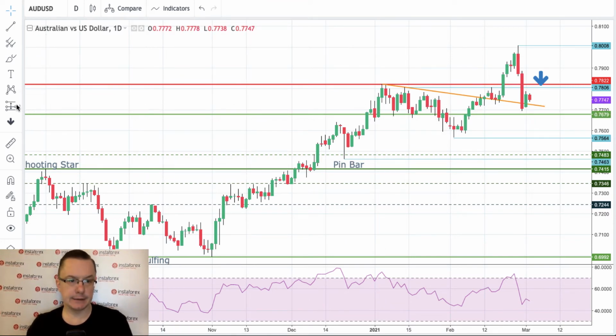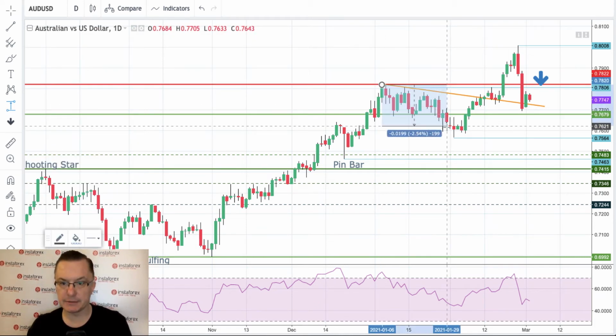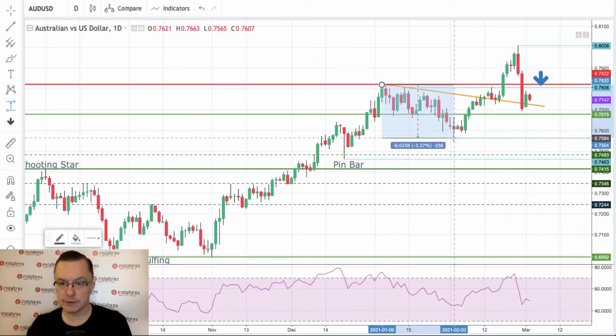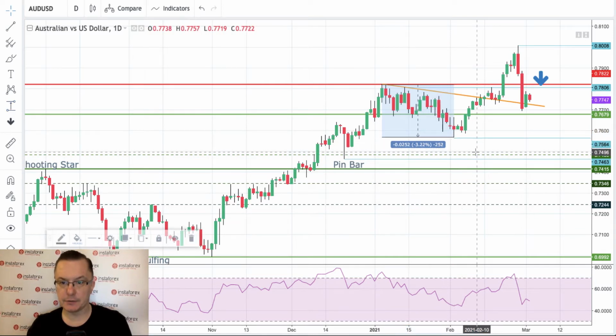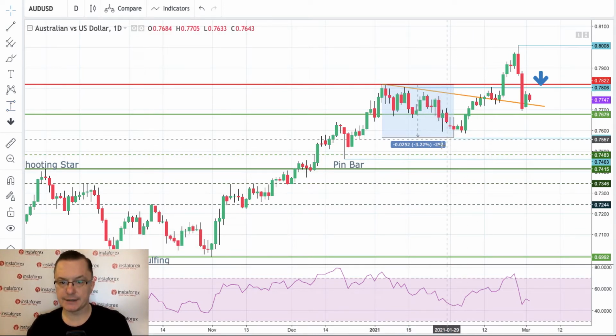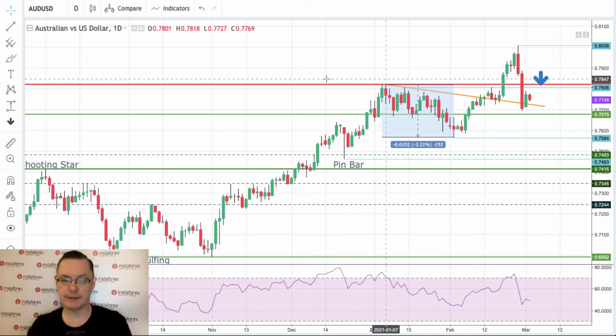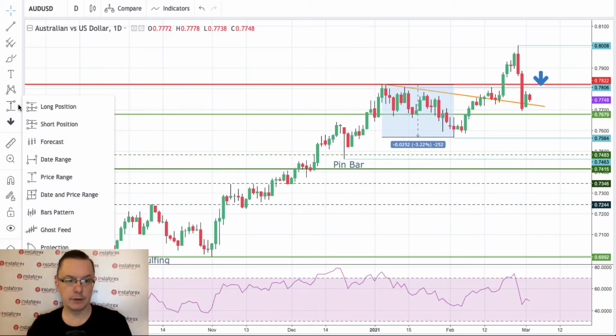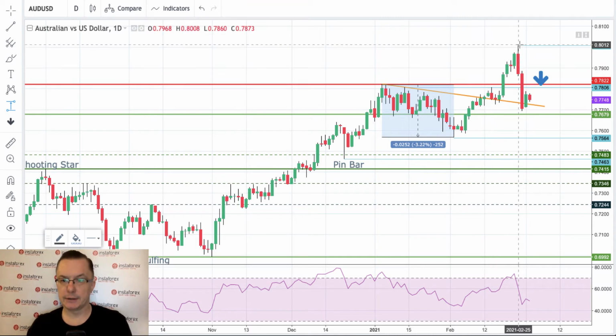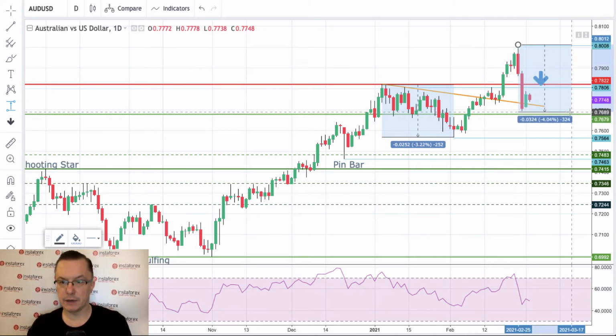Let's take this and do the price range. I think that was the biggest correction. What I'm just looking for is the price range, so I don't mind the time. Let's say it was 3.22%. So if we now go lower than 3.22%, then it means we might be starting a new cycle. And there you go, we have 4% already.